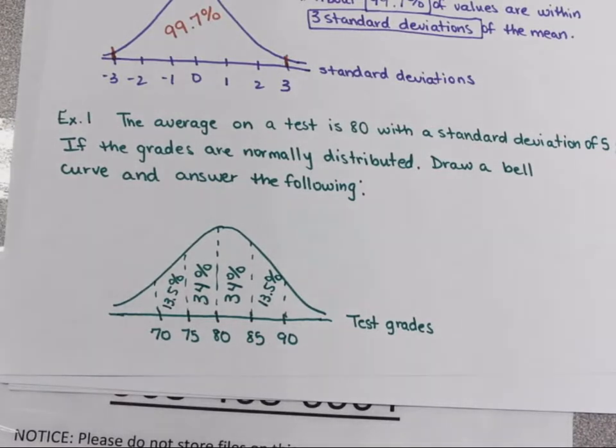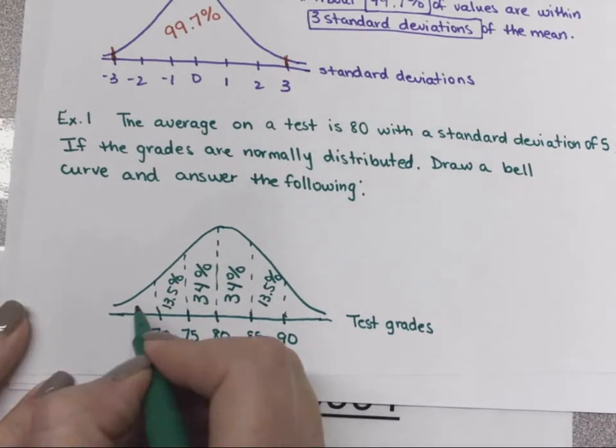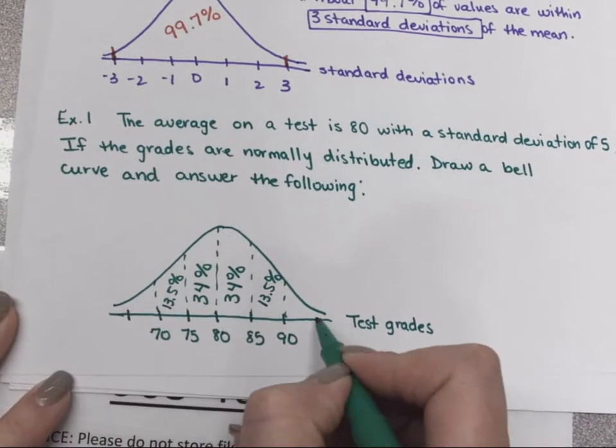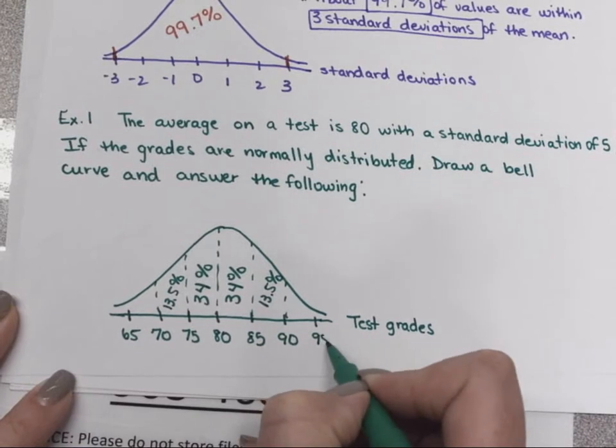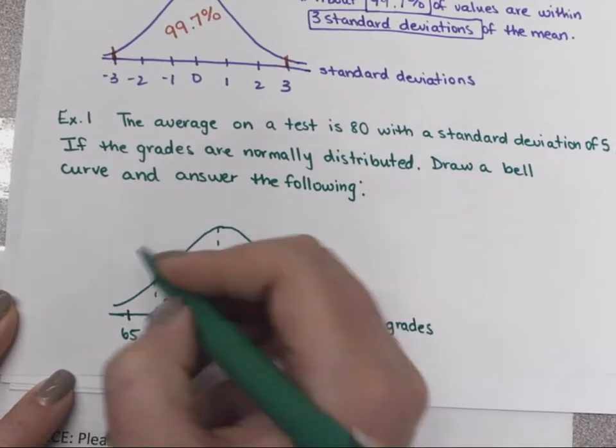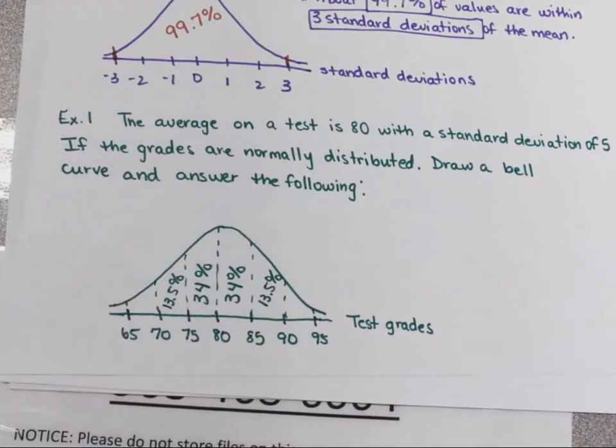Okay, so then we can go out one more standard deviation, because remember, we tend to only go out 3 standard deviations because that should catch almost everyone. So that's going to be 65 and 95. I'm going to draw more little marks there. Okay, so how am I going to get those percentages?